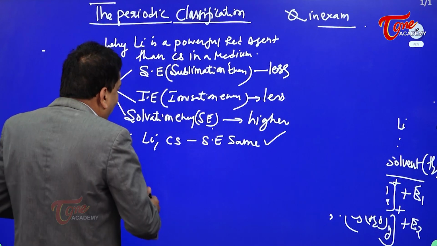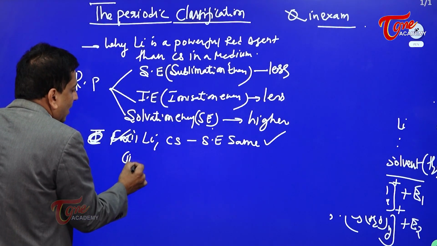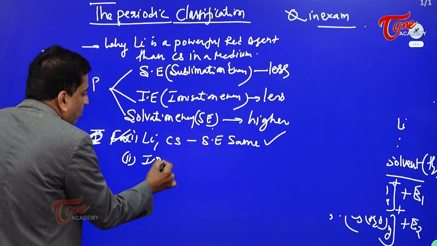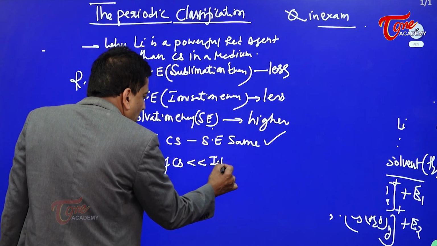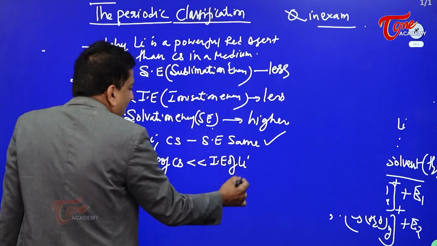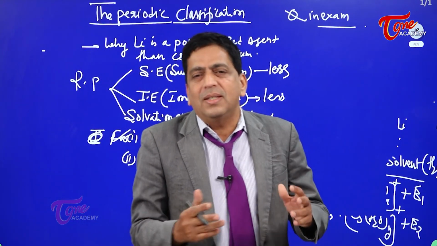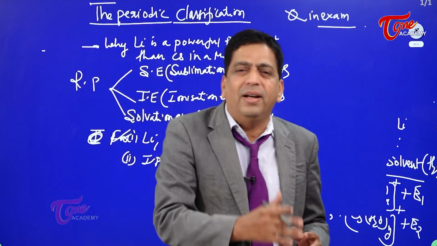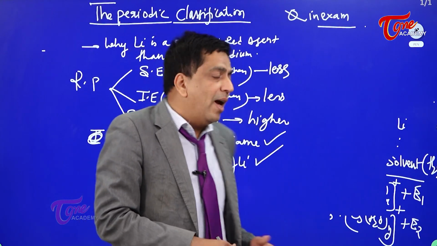And then for the second, I can simply say the ionization potential of cesium is very much less compared to the ionization energy of lithium. That is the second one. Here cesium passed, and lithium is left behind, if not failed. But cesium passed with better marks compared to what? Lithium.